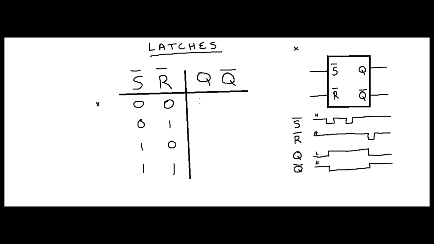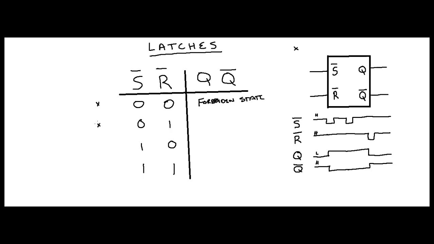So this is called the forbidden state. Okay? You don't want to be in this state. Sometimes it's called the forbidden condition, but you don't want to tell it to do these two things at once because obviously you're telling it two things to do that conflict with one another, right? Q can't be high and low at the same time. Neither can Q bar, right?